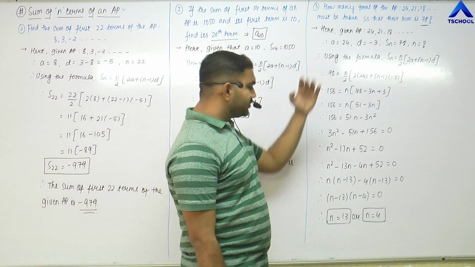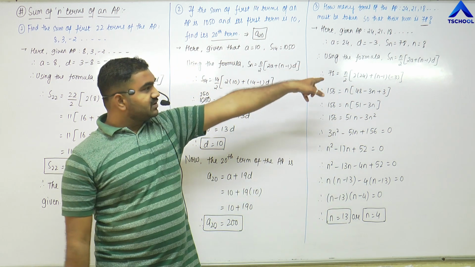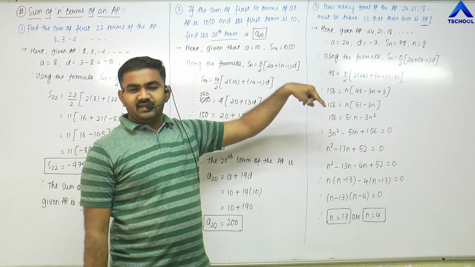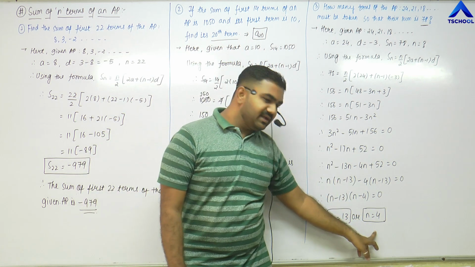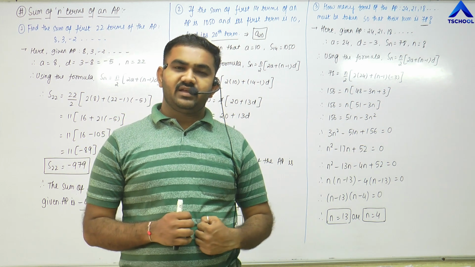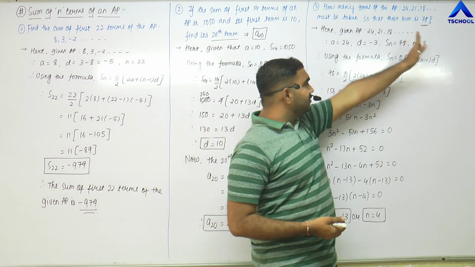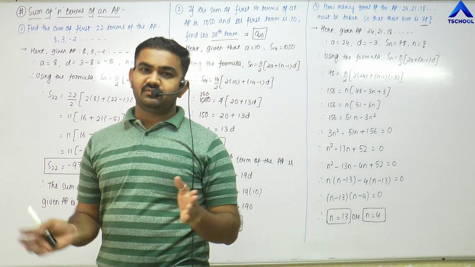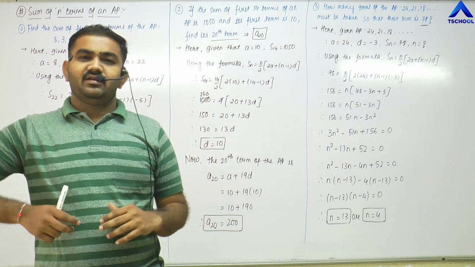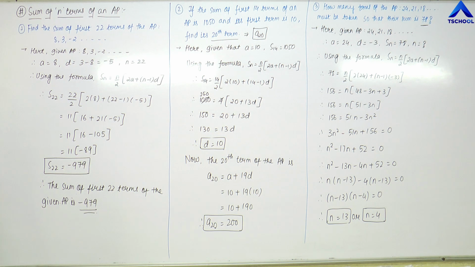That means how many terms must be taken? Either 13 or 4, any of them. So the first 4 terms of the arithmetic progression will give a sum of 78, and also the first 13 terms of the arithmetic progression will also give you a sum of 78, because after some terms you will get negative terms, and negative terms will adjust with the positive terms, so you will get the sum of 78. Is it clear with this, friends? So that is about the third kind of sum that we have solved here.